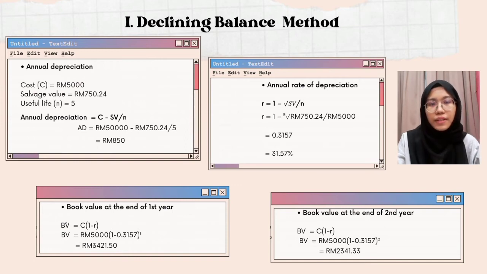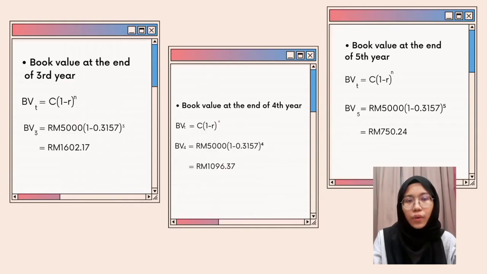Book value at the end of the first year is 3,421 ringgit 50 cent. For the second year is 2,341 ringgit 33 cent. For the third year is 1,602.17 ringgit. For the fourth year is 1,096 ringgit 37 cent. And lastly for the fifth year is 2,750 ringgit 24 cent.